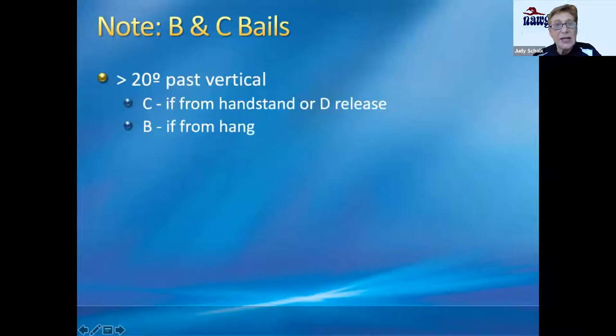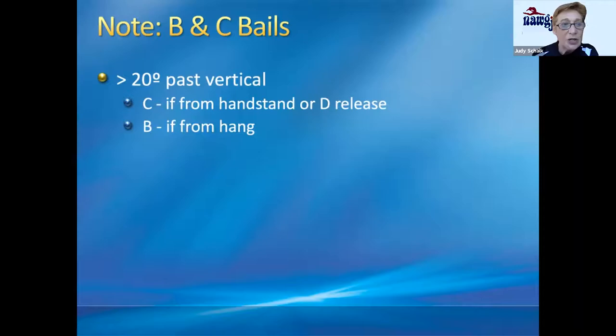Anything beyond 20 degrees from vertical will either be a C or a B. If it came from a handstand, or if it's preceded by a D or an E release, it is a C. If it came from a hang, it is a B. So that's all there is to it. If it's a handstand, it's a D. If it's not, it just is dependent upon what it came from rather than the angle that it arrived once it's 20 degrees past vertical.